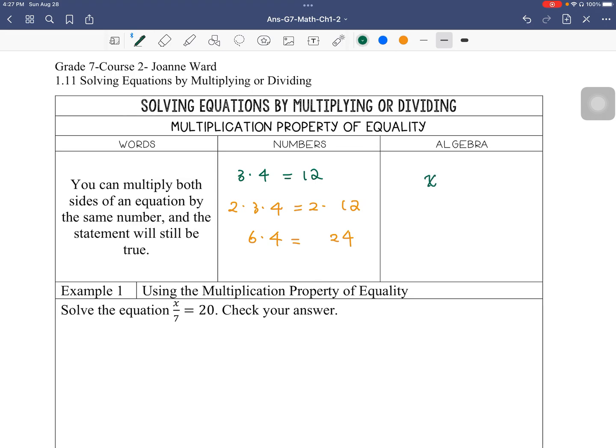So algebraically, if x equals y, then zx equals zy.